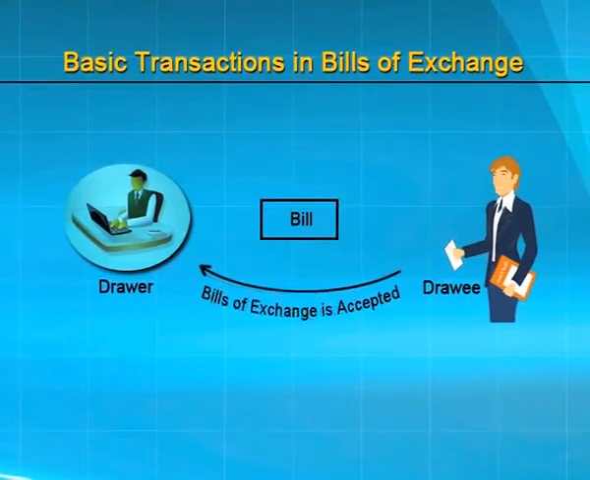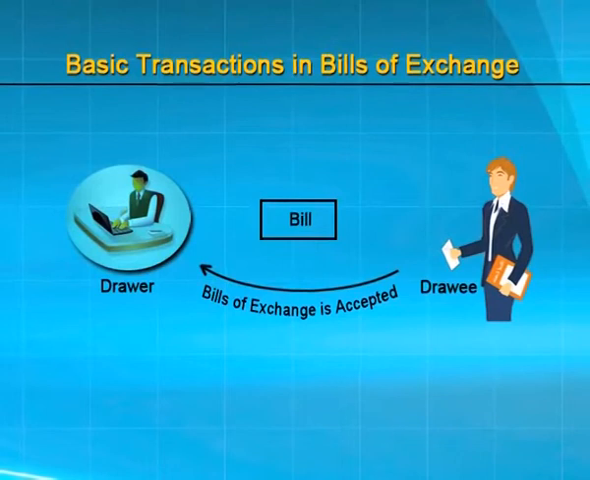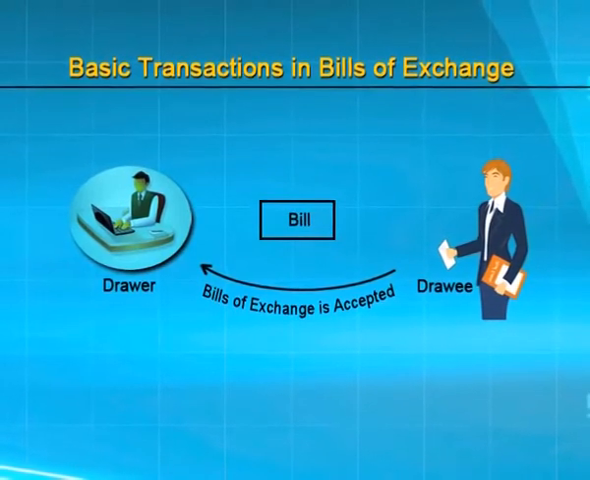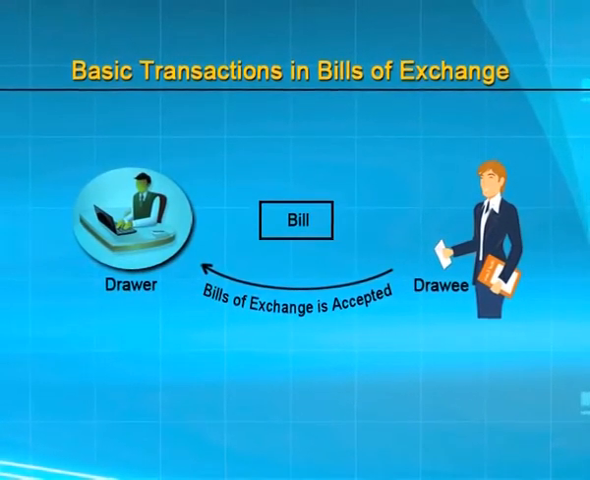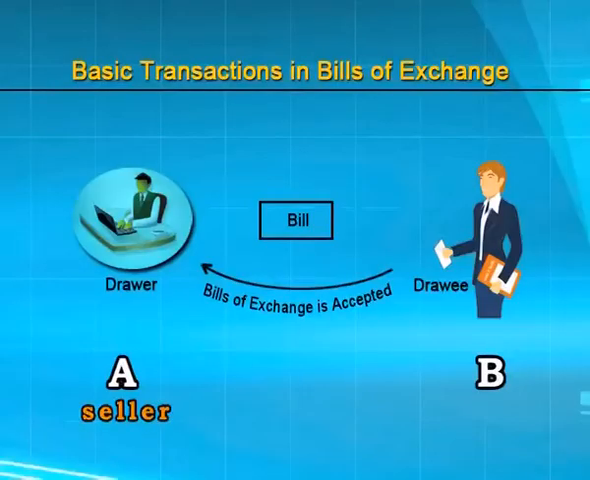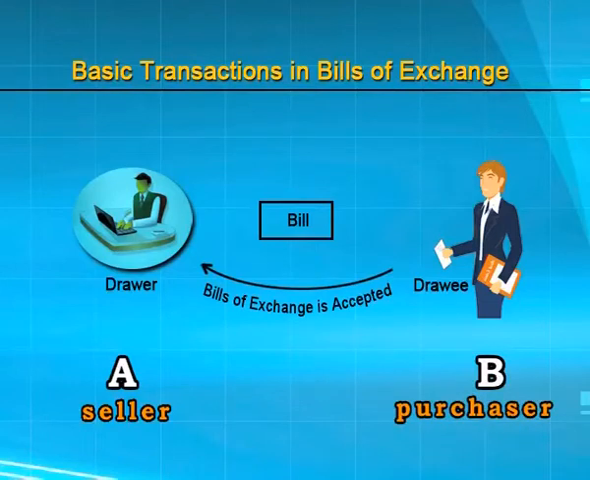B says, once you draw a bill, I am going to sign on it with the word accepted, giving my acceptance, that I am going to make the payment of this bill on such and such date. So here A, the person who draws the bill or who is the seller of the goods, is the drawer, as the sir has told you right now. Then there is B, the purchaser, who signs it and agrees to make the payment on a certain date, known as the drawee.